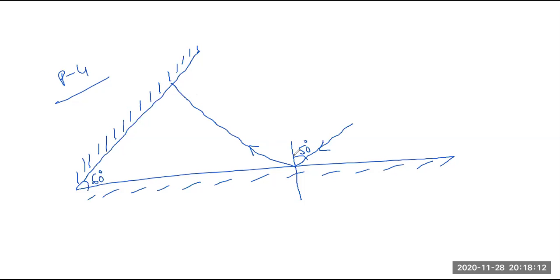Then there is a reflected light that is also 50. Now, as it is a normal, definitely this is 40 degrees. This is definitely 40 degrees. 60 plus 40 will be 100, and this will be 80 degrees, because the total will be 180 degrees.